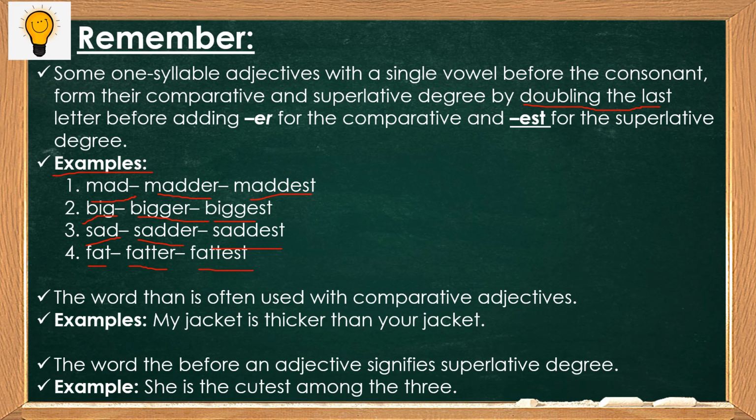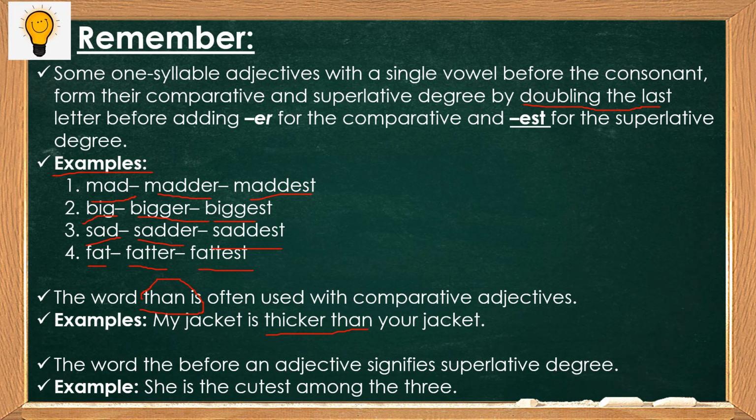Okay, so another reminder, we have the word than. Okay, as you can see, the word than here is often used with comparative adjectives. Say, for example, my jacket is thicker than your jacket. So, after the comparative degree form of adjective, we add the word than.